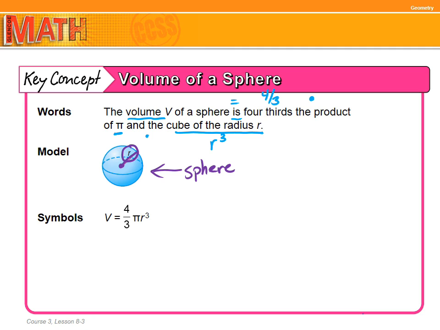As you can see in symbols, V, which is volume, is equal to 4 divided by 3, or 4/3, times pi times radius cubed. Or V is equal to 4 times pi times radius cubed divided by 3. And I'll talk a little bit more about that in the next example.